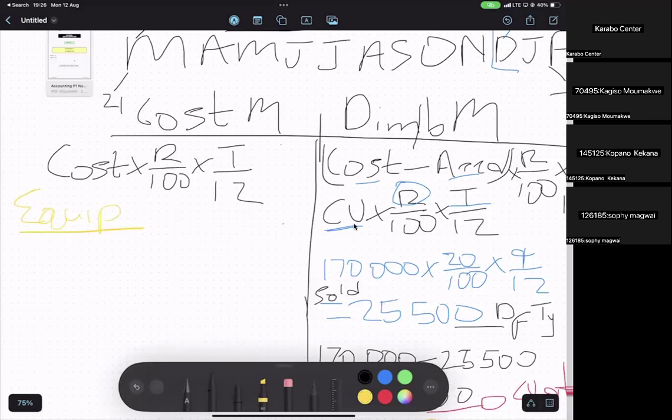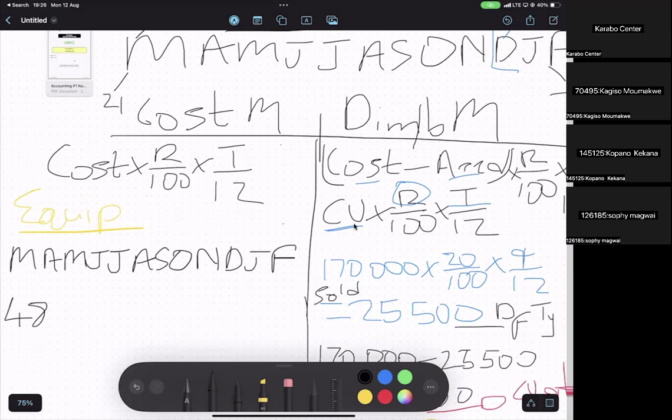Equipment. So it says an alarm system costing 48,000. Let's just write our calendar very fast: March, April, May, June, July, August, September, October, November, December, January, February. It's costing 48,000. So we already have our cost, and we saw that our rate is 15% per annum.